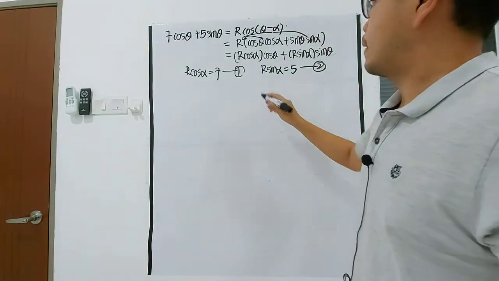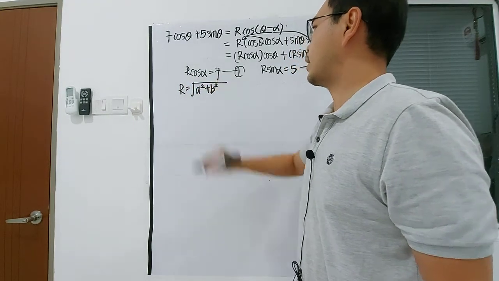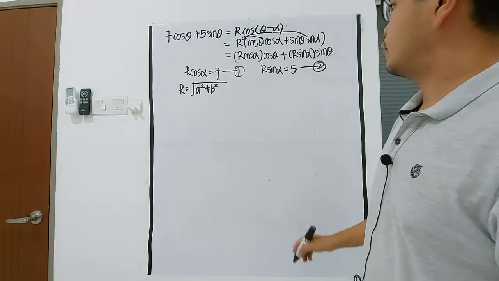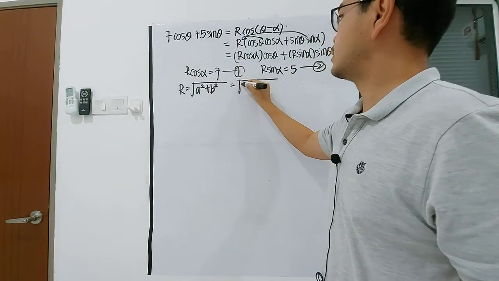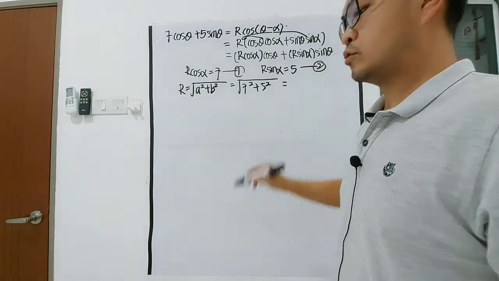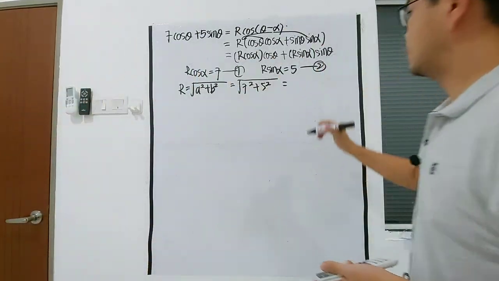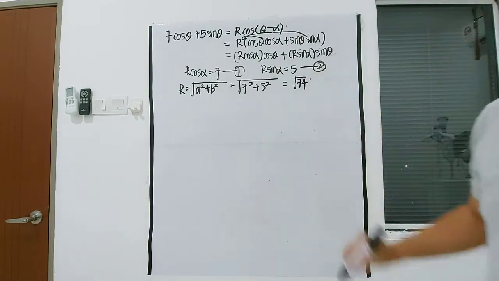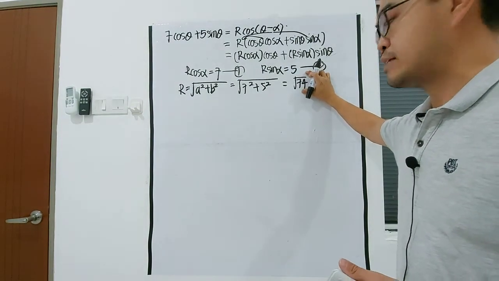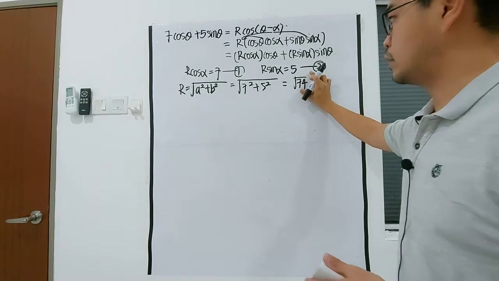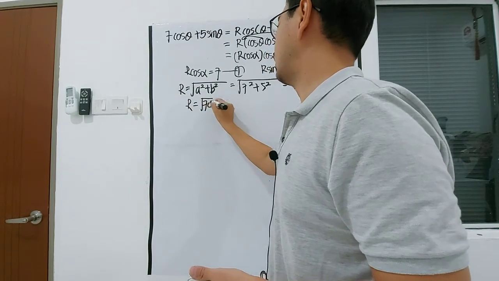So how to find r? Very standard, you use the formula square root of a squared plus b squared. A is this, b is this. So you just take the square root of 7 squared plus 5 squared, which gives you, with the calculator, the square root of 74. Try not to change this into decimal form. You can simplify the surd, but leave it this way. So now you got your r to be square root of 74.